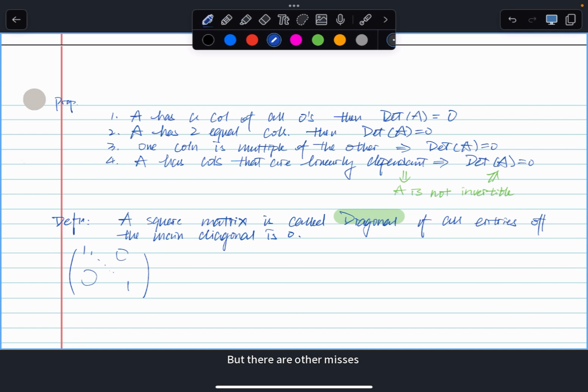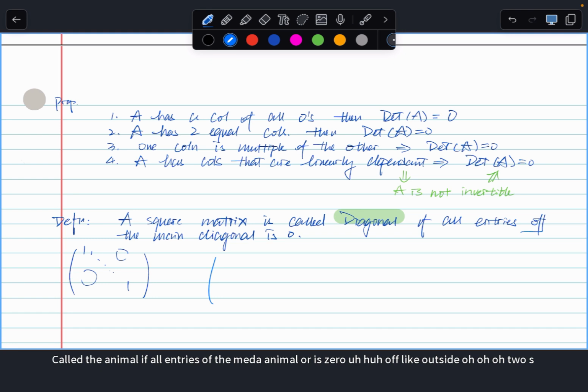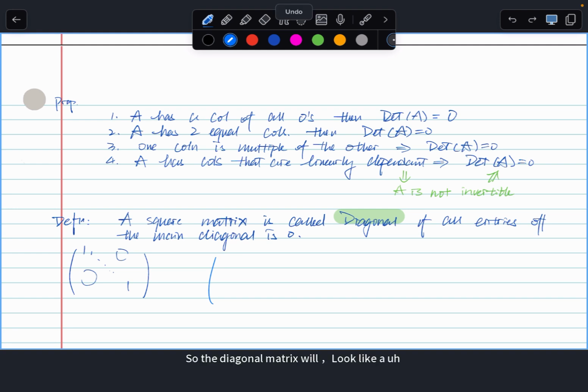But there are other matrices like it. It's called diagonal if all entries off the main diagonal are 0. So the diagonal matrix will look like A11, A22, A33, all the way to ANN, but other entries are 0.